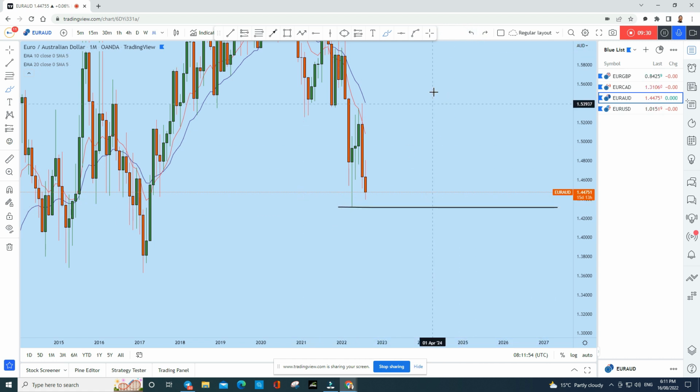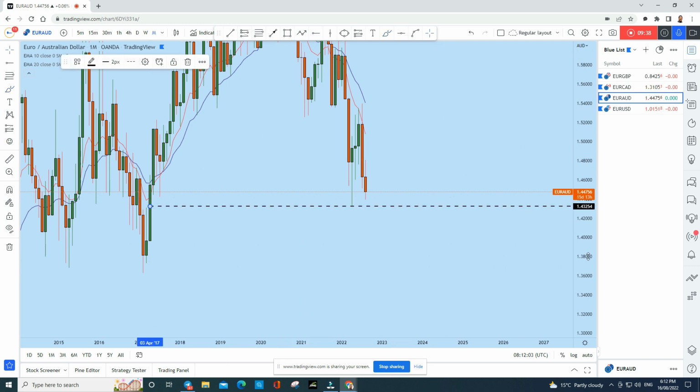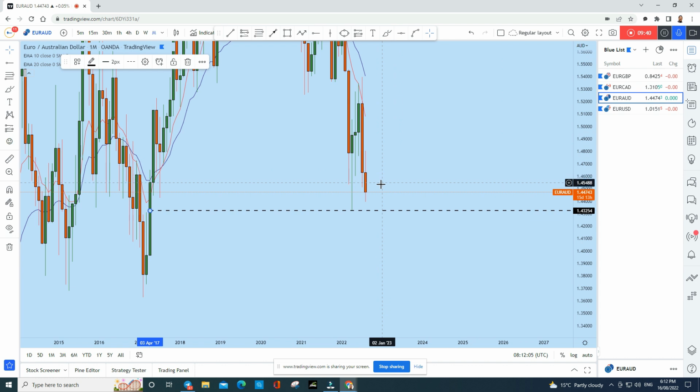All-time low means like this price visited last in 2017, so it's a long term drop, very low price. So with that said, euro AUD from this zone we might see further drop, but before dropping we could see potentially another retracement to the upside on the lower time frame.